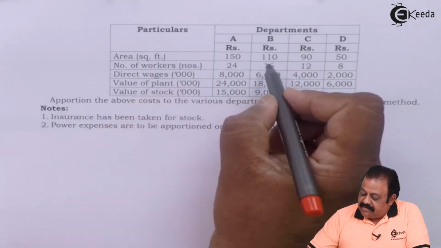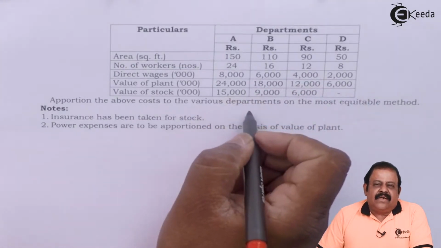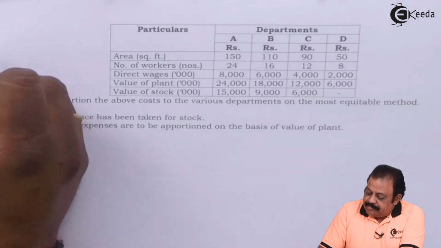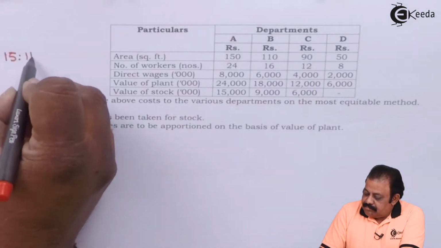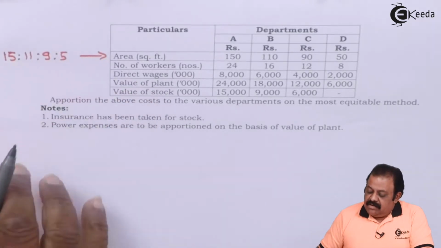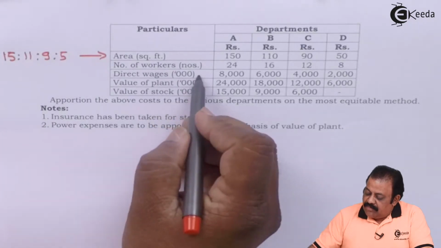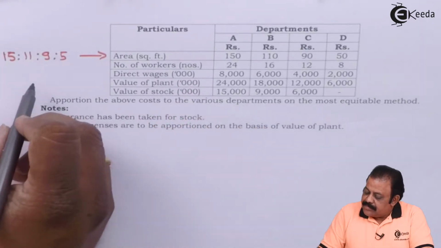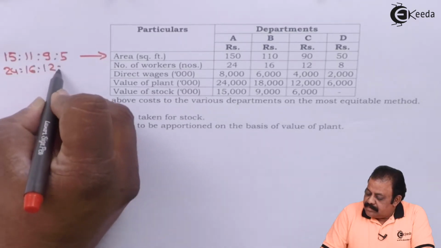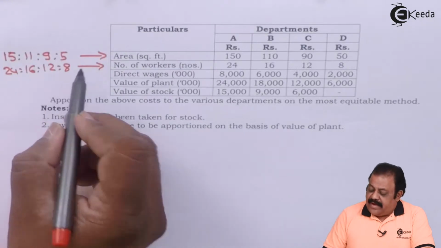Area in square feet will be used for allocation of rent and other items. We can have the ratio of this: 15 is to 11 is to 9 is to 5. Number of workers: 24 is to 16 is to 12 is to 8.